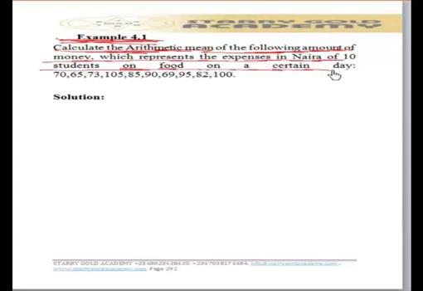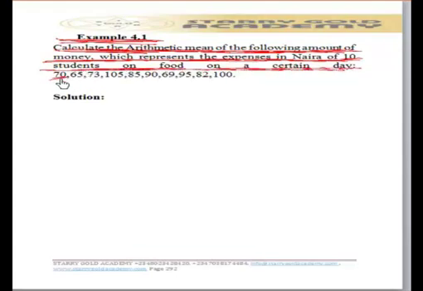So let's look at an example here and see how we can demonstrate the formula we have provided for arithmetic mean. The question says, calculate the arithmetic mean of the following amounts of money, which represent the expenses in naira of 10 students on food on a certain day. Let me take that again. Calculate the arithmetic mean of the following amounts of money, which represent the expenses in naira of 10 students on food on a certain day.